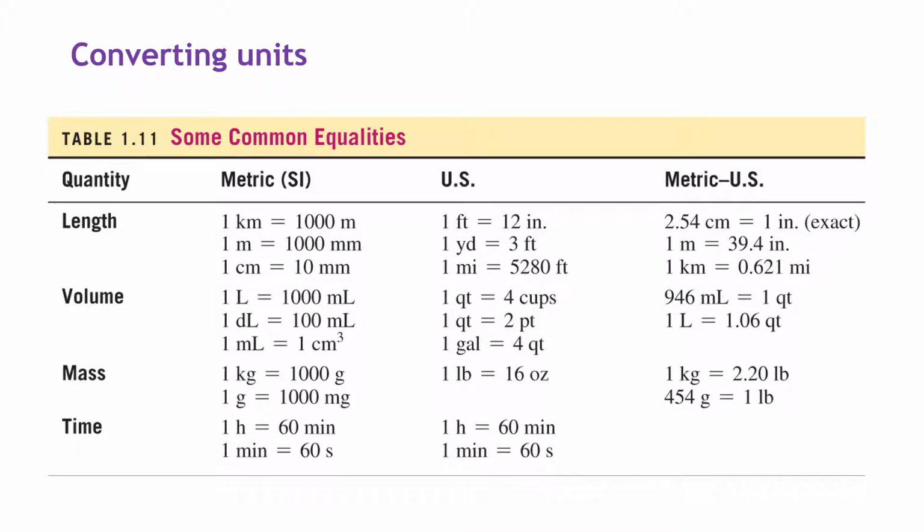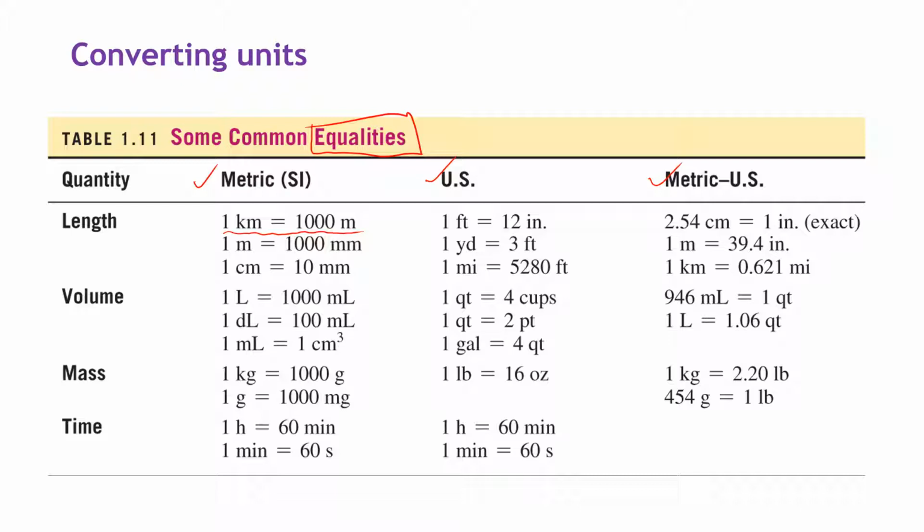In order to tackle the metric system and conversions in general, we need to realize that we're going to be using something called equalities in order to convert between one unit and another. So there are three possibilities here. We could convert within the metric system itself, we could convert within the US system itself, or we could convert between metric and US systems. In order to do so, we need this thing called the equality. And a perfect example here is the fact that 1 kilometer equals 1,000 meters.